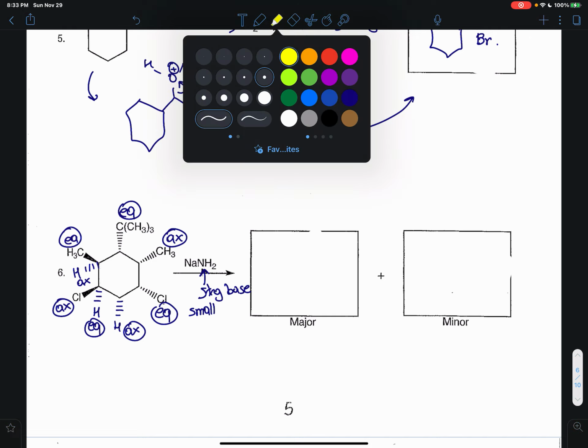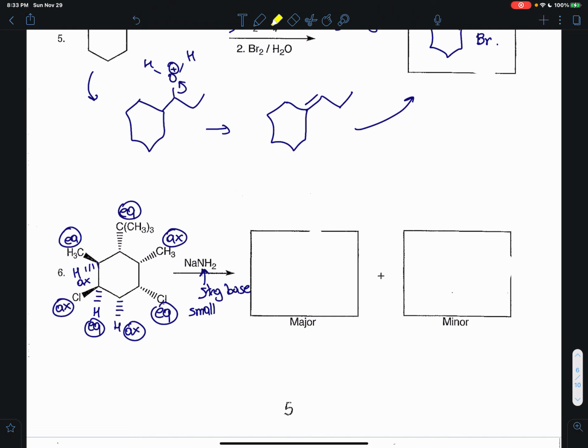So the only chlorine that I can use is going to be this chlorine right here because it's axial, and I want my hydrogens to be axial. So both hydrogens are going to be axial. Now, to be able to determine which hydrogen I use is based on the bulkiness of the base. As we said, this is a small base, so the major one is going to form the more substituted alkene.